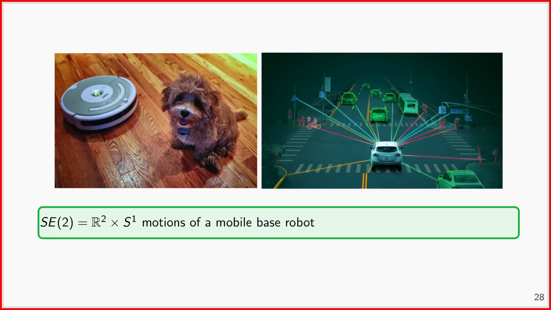Then some examples of SE2 are of course this Roomba robot moving around the floor and having also a direction, and of course a car can also be described by SE2. Of course, for a car you would have some other elements like velocity, acceleration, so the configuration space might be a bit more complicated in reality there.